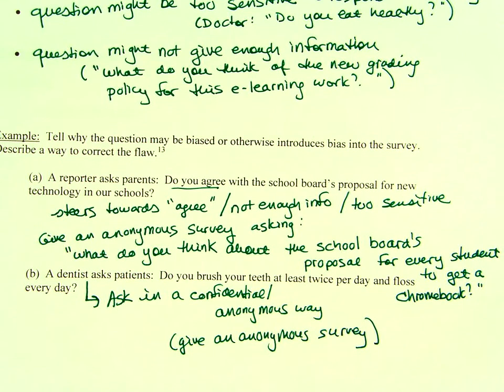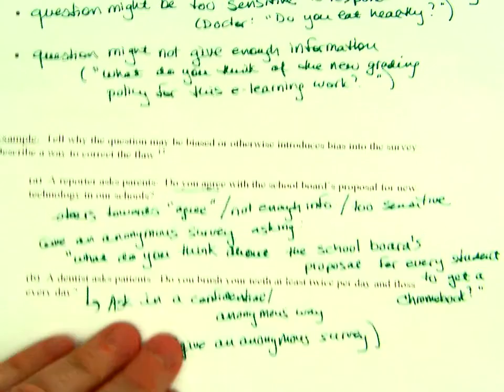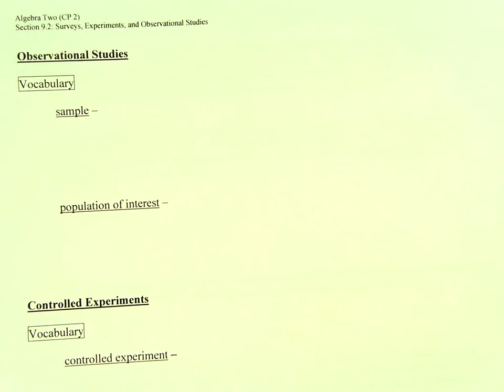So this is our information on surveys. Remember, if you haven't had time to write everything down, make sure you pause the video and copy down this information. And now we're going to move on to observational studies. In an observational study, we are looking at a sample and we're collecting data from that sample, and then we're trying to use that sample to make generalizations about the population as a whole.